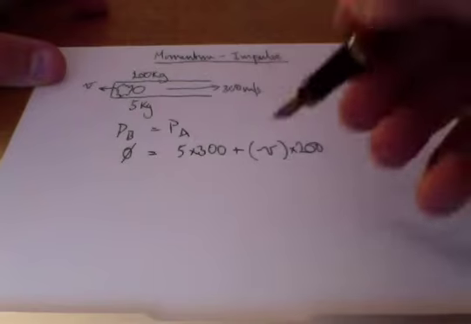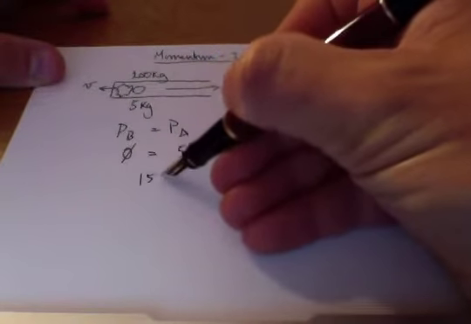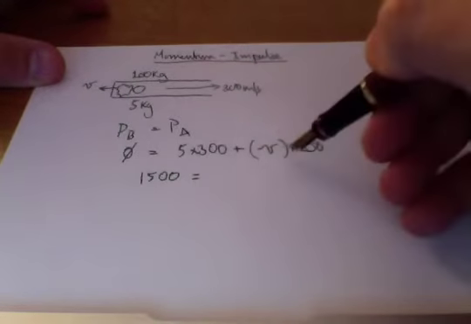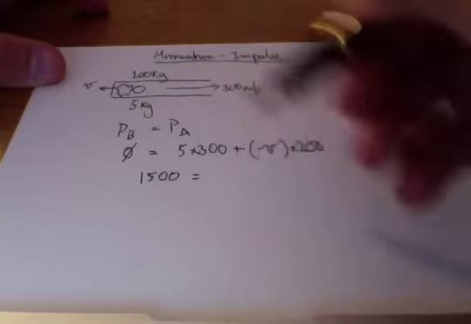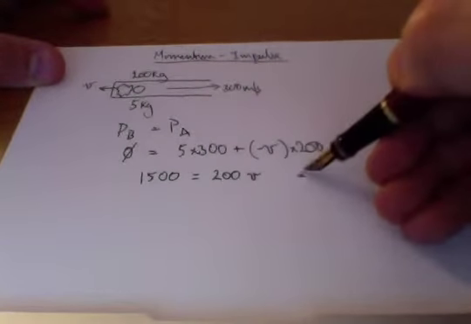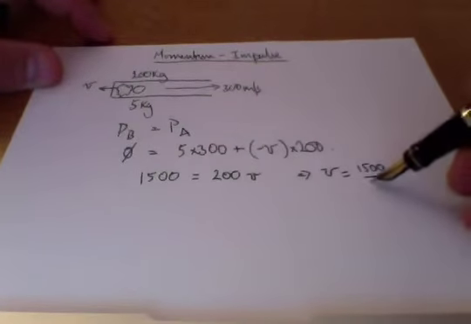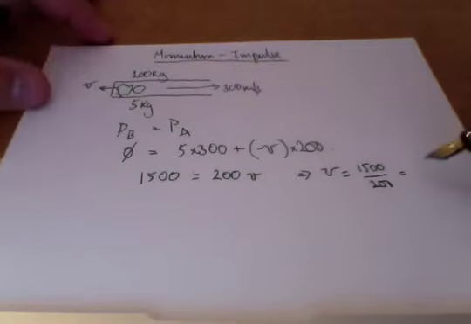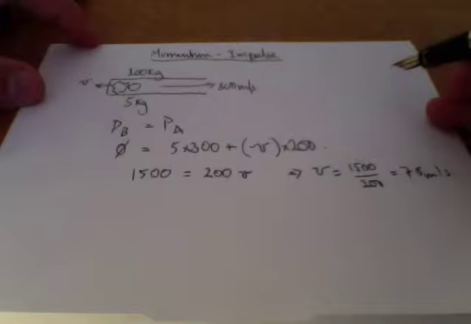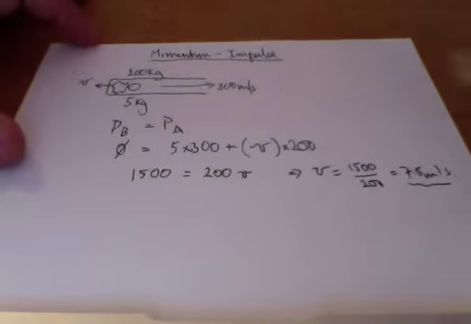A little bit of rearrangement can easily sort this out. This becomes 1500, and we've moved this onto the other side, which gives you 200 v. So therefore, v is going to be 1500 divided by 200, which gives us 7.5 meters per second. So reasonably quickly, it jumps backwards. But we did all these before.